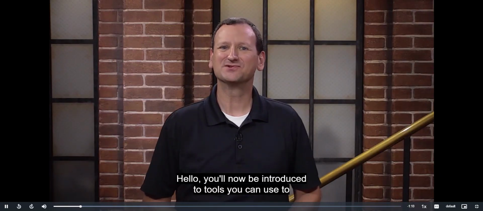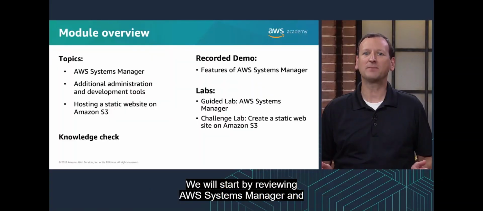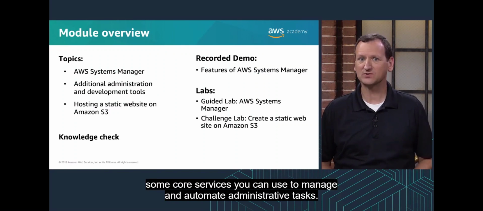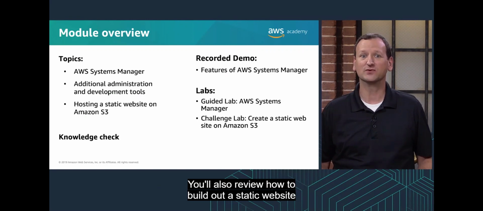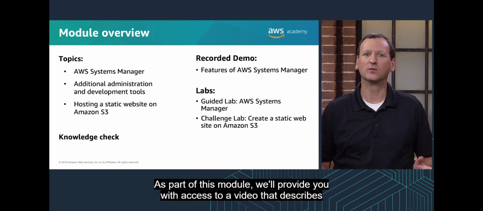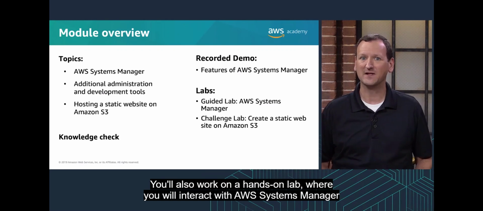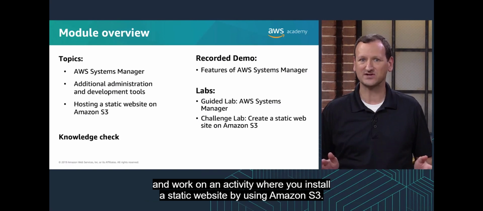Hello. You'll now be introduced to tools you can use to automate systems management on AWS. We will start by reviewing AWS Systems Manager and some core services you can use to manage and automate administrative tasks. You'll also review how to build out a static website with Amazon Simple Storage Service, or Amazon S3. As part of this module, we'll provide you with access to a video that describes the features of AWS Systems Manager. You'll also work on a hands-on lab where you will interact with AWS Systems Manager and work on an activity where you install a static website by using Amazon S3.